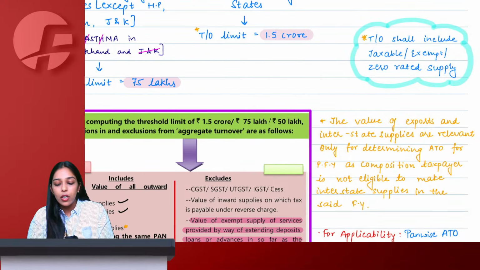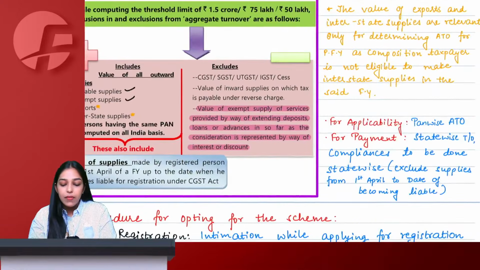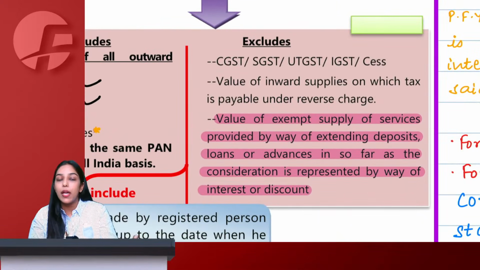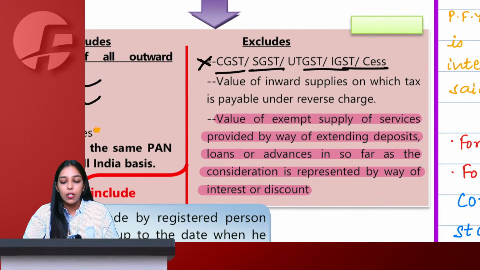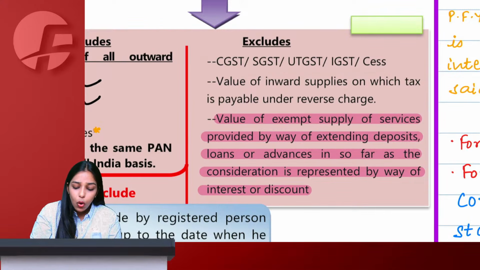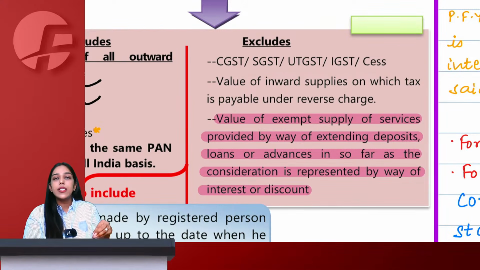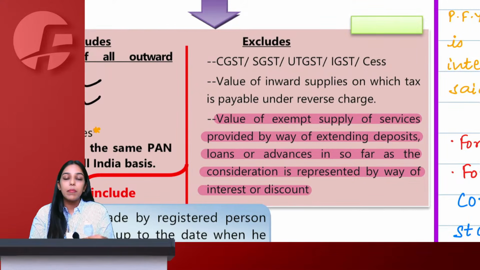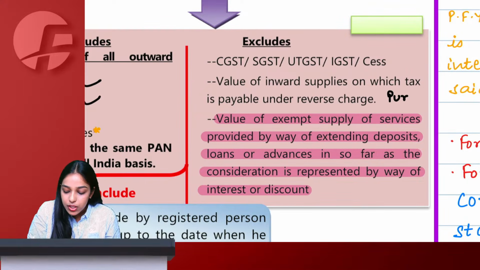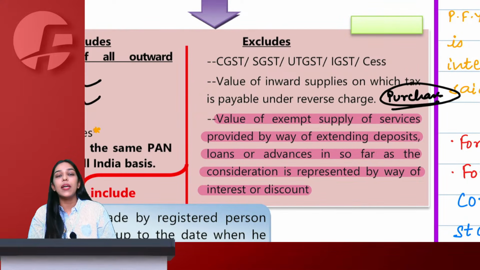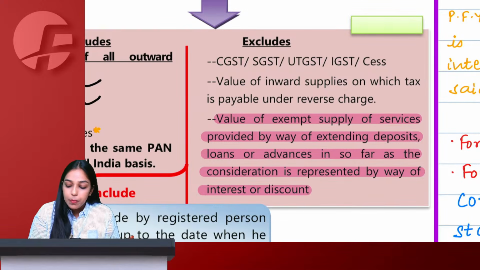So what will not be included in aggregate turnover? Of course GST will never form part of the turnover, because GST can never apply on GST. So CGST, SGST, IGST, UTGST will all not be included in aggregate turnover. Also, if I am availing any inward supply on which I am paying tax under reverse charge mechanism, then that is my purchase. Just because I am paying tax to government doesn't mean it becomes my sale. It is a purchase only, but still I am liable to pay tax under reverse charge mechanism. These kinds of purchases also will not form part of aggregate turnover.